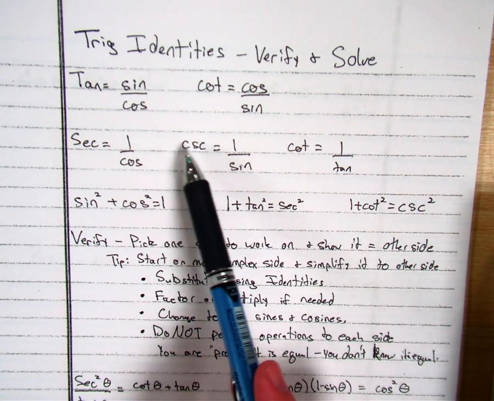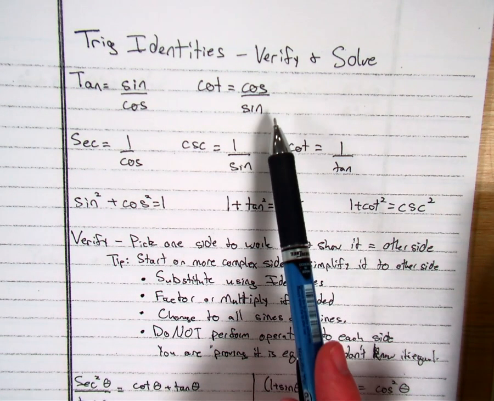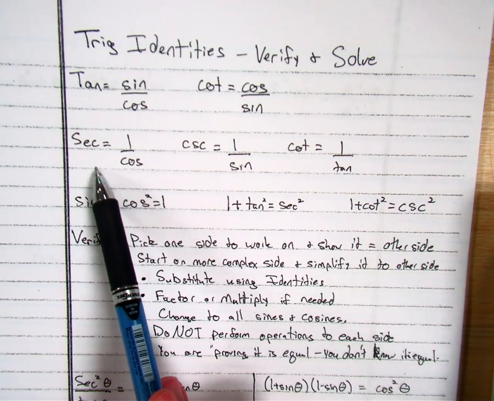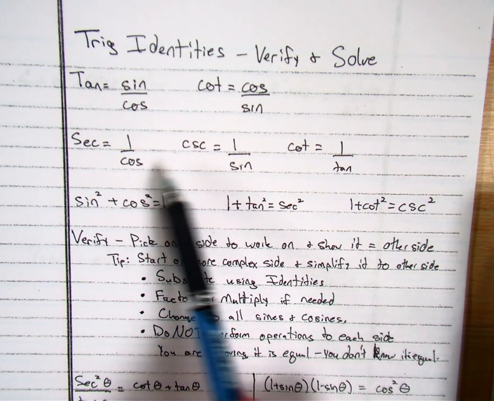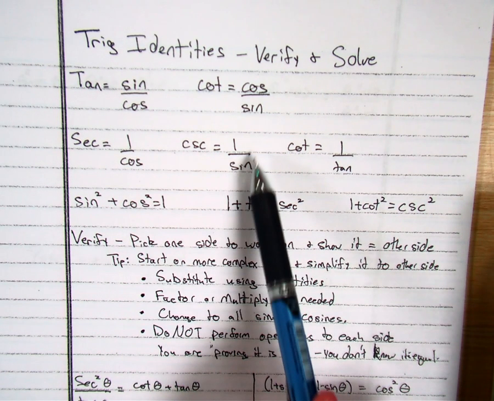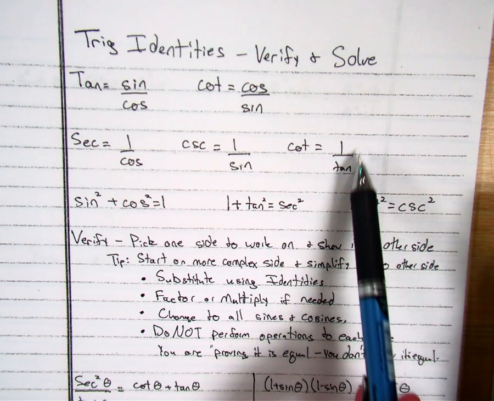Tangent equals sine over cosine. Cotangent equals cosine over sine. Secant is the reciprocal, or 1 over cosine. Cosecant is the reciprocal, or 1 over sine. Cotangent equals 1 over tangent.